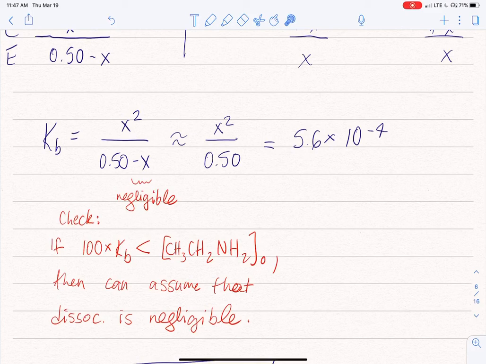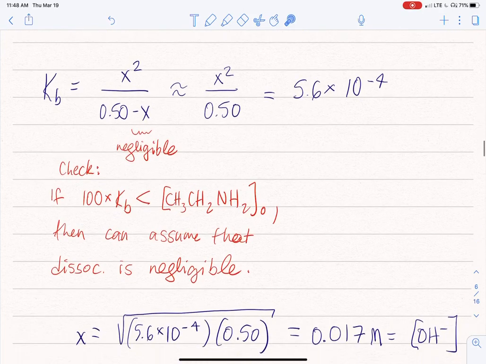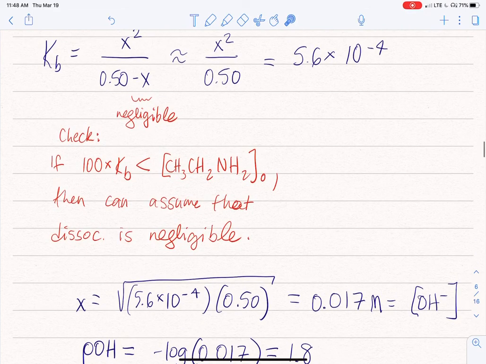So for this compound, our Kb is 5.6 times 10 to the minus 4. 5.6 times 10 to the minus 4 times 100 is 5.6 times 10 to the minus 2, and that is below 0.5. So it's a legitimate assumption to say that this Kb is approximately equal to x squared over 0.5. Now I know that that is equal to that, so it's very easy to solve for x. X is going to be the square root of that Kb times that initial concentration, and that's going to give me a molarity of 0.017 molar.